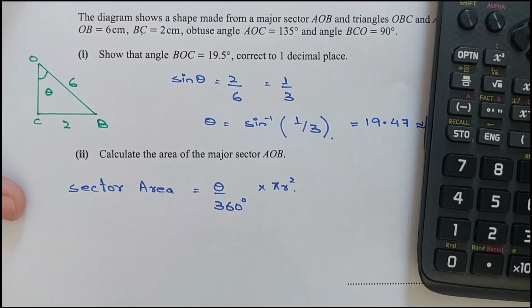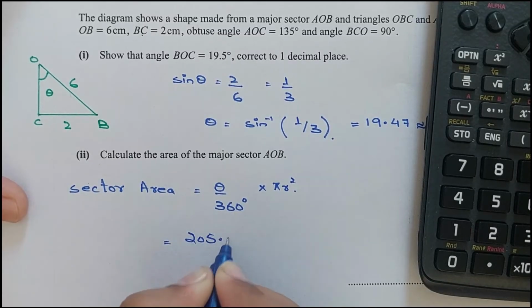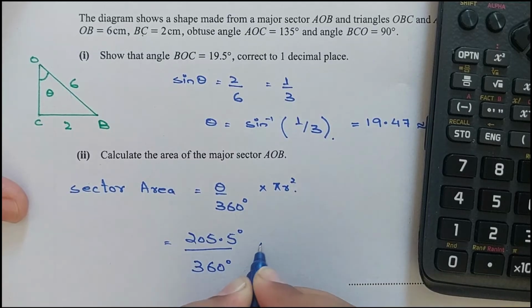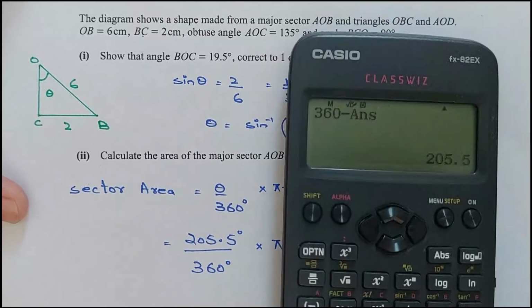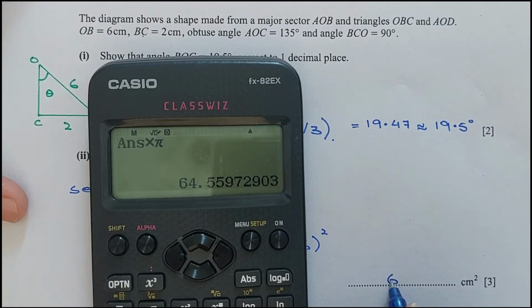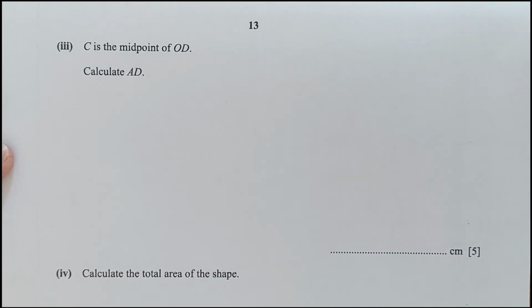degrees. So that angle theta is 205.5 degrees out of 360 degrees. Multiply by pi, and the radius is 6 squared. Divide by 360, multiply 6, multiply 6, multiply by pi. 64.6 centimeters squared.